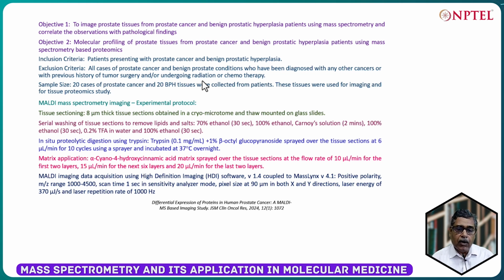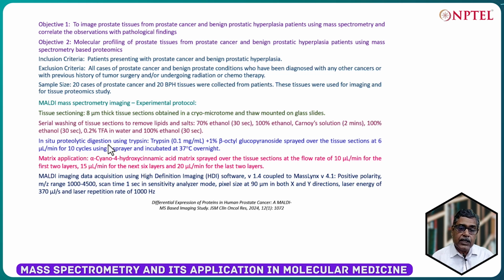So, we will be working with fresh frozen tissue. The thickness is roughly 8 micrometers, and we will get the sectioning done in a cryomicrotome, and then thaw mount the section onto glass slides. The next step is to remove lipids and salts, which interfere with the ionization of proteins or peptides from the sample. This is a very crucial step.